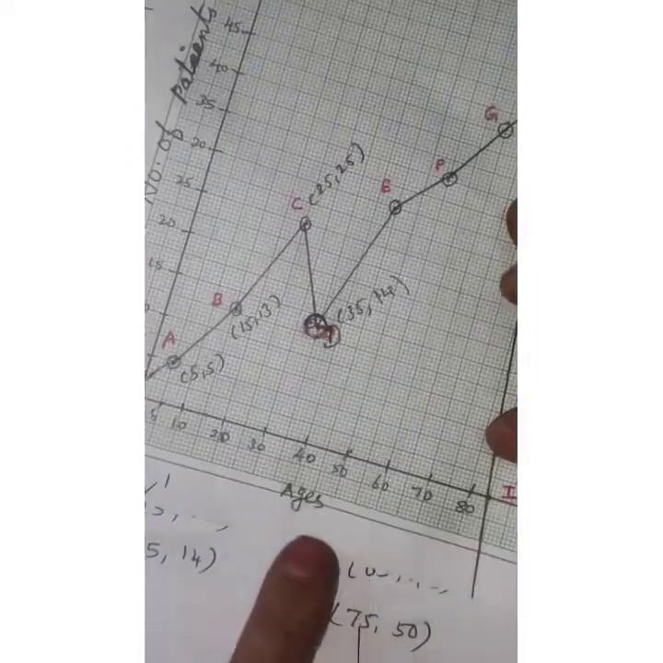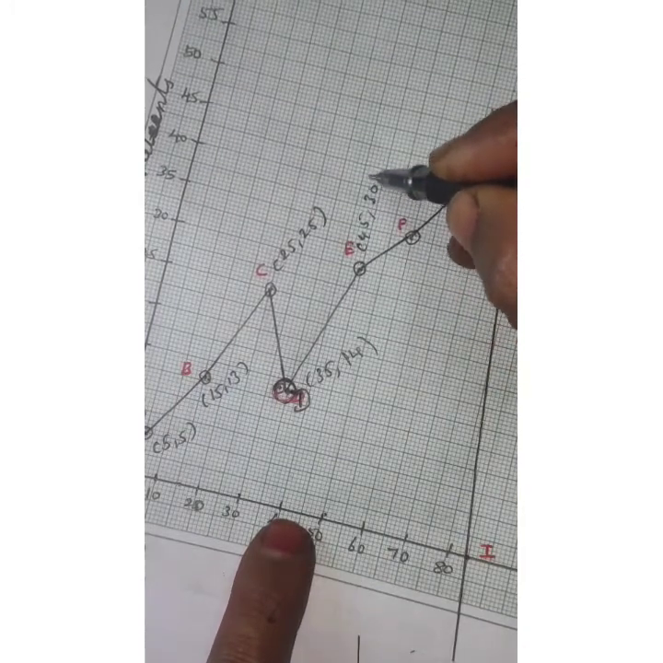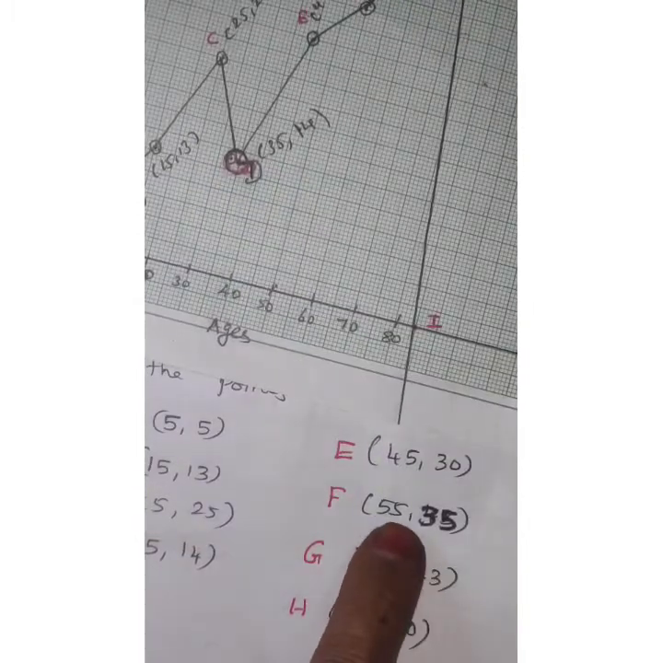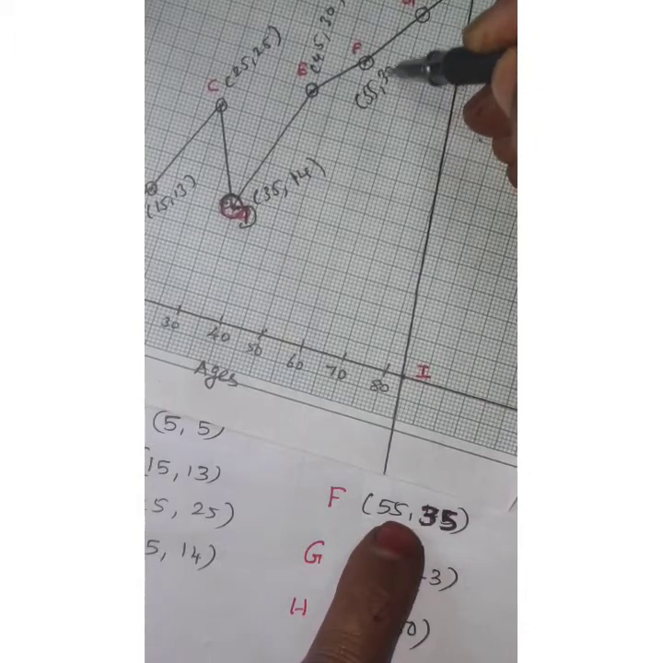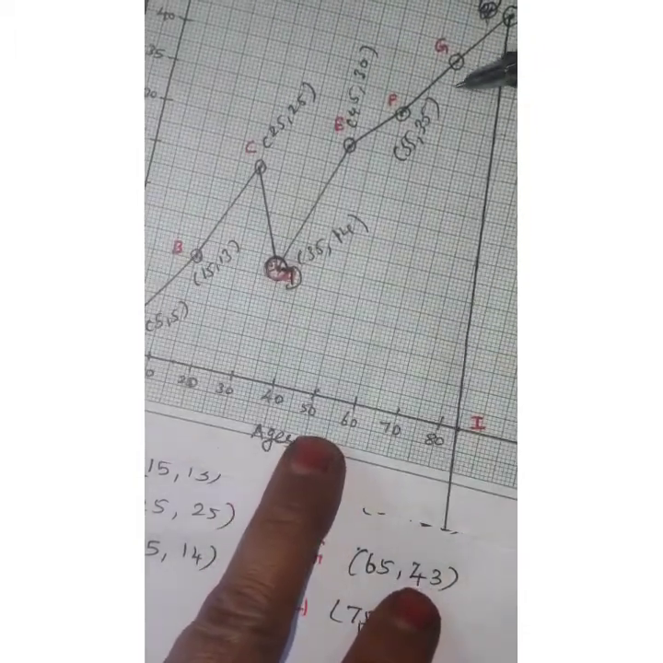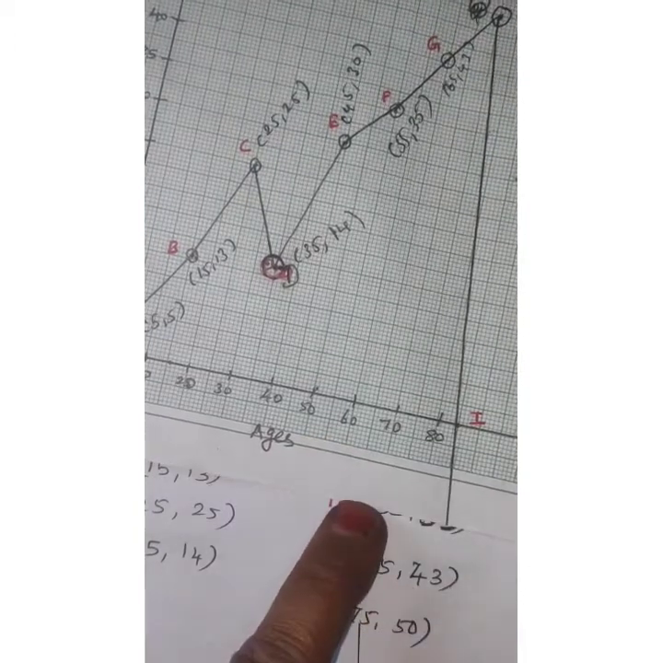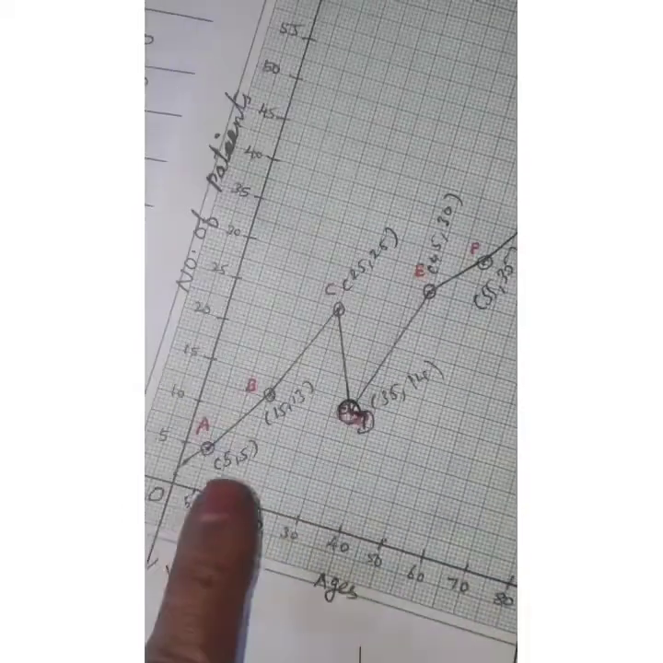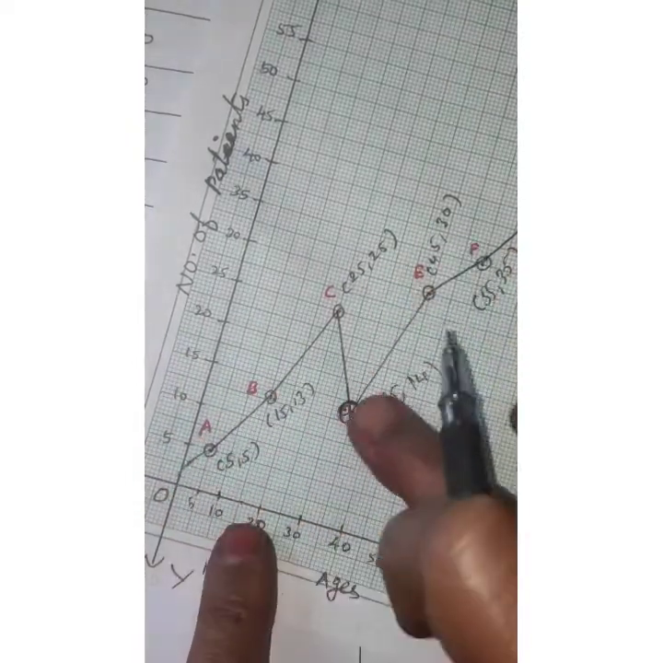E point 45 comma 30. Next, F point is 55 comma 35. Next, 65 comma 43. Last point 75 comma 50. Next, I here one point keep and that finish. This is the frequency polygon, frequency only, so line only enough.